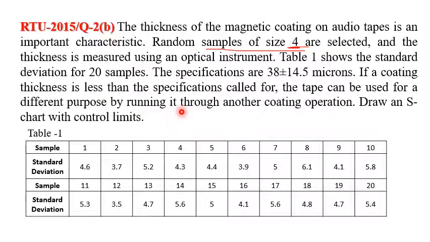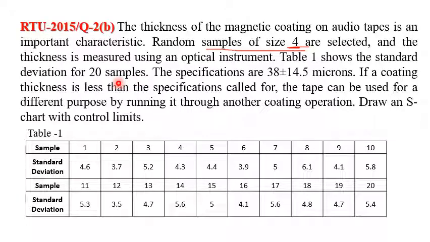The given question is like this: the thickness of the magnetic coating on audio tapes is an important characteristic. Random samples of size 4 are selected and the thickness is measured using an optical instrument. Table 1 shows the standard deviation for 20 samples.